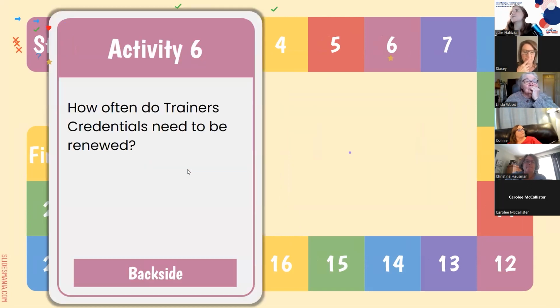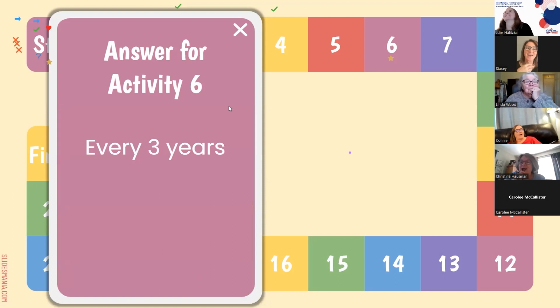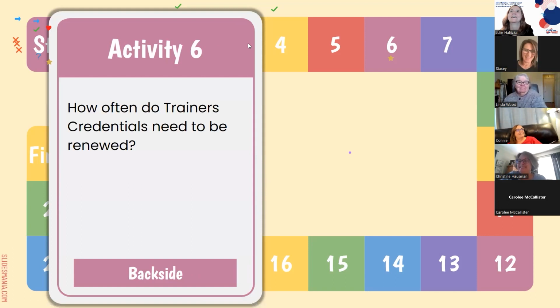How often do trainers' credentials need to be renewed? Every 5 years. Every 3 years. Oh, all right. Don't let it expire. Don't let it expire. That totally happened to me. Oh. Now we know why. I know. I had 5 in my head.